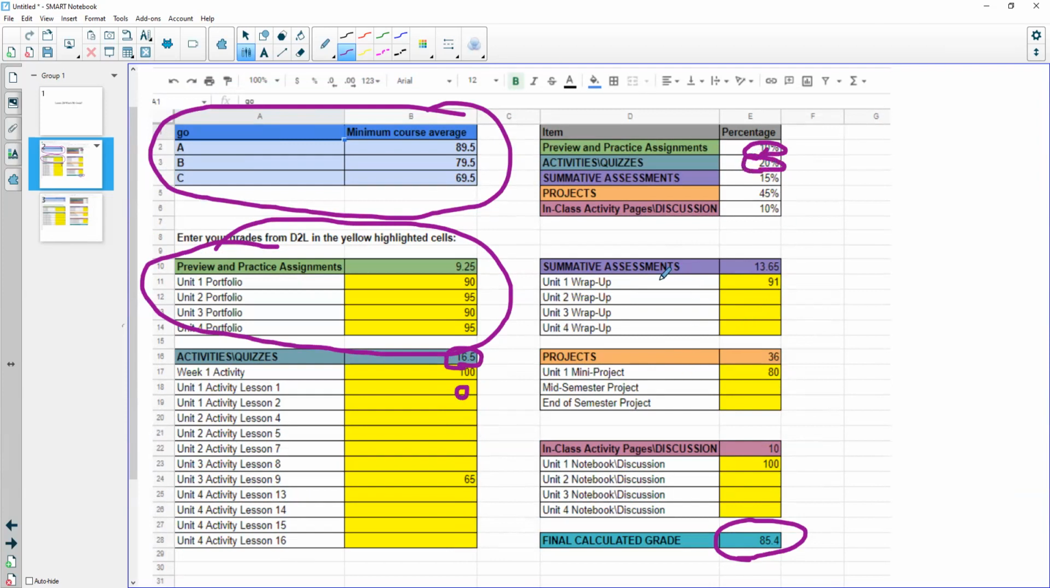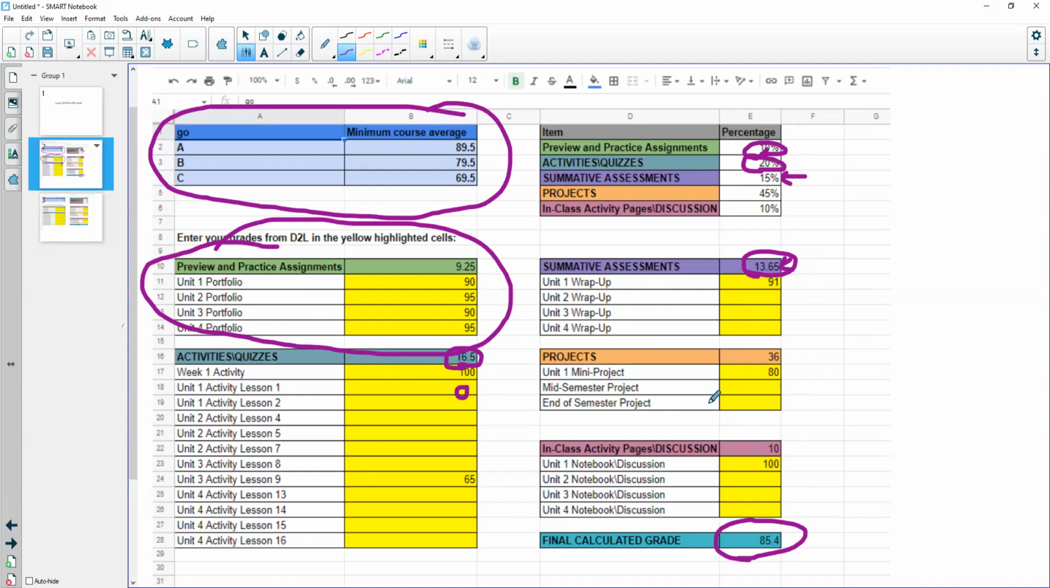that you could get from this course. Now, your summative assessments are here, and those are going to be your wrap-ups. At the end of each unit, there's going to be a unit wrap-up, and if you were to be completing all of these, and your total at the end was a 13.65, that's out of a total of 15% that you could get.